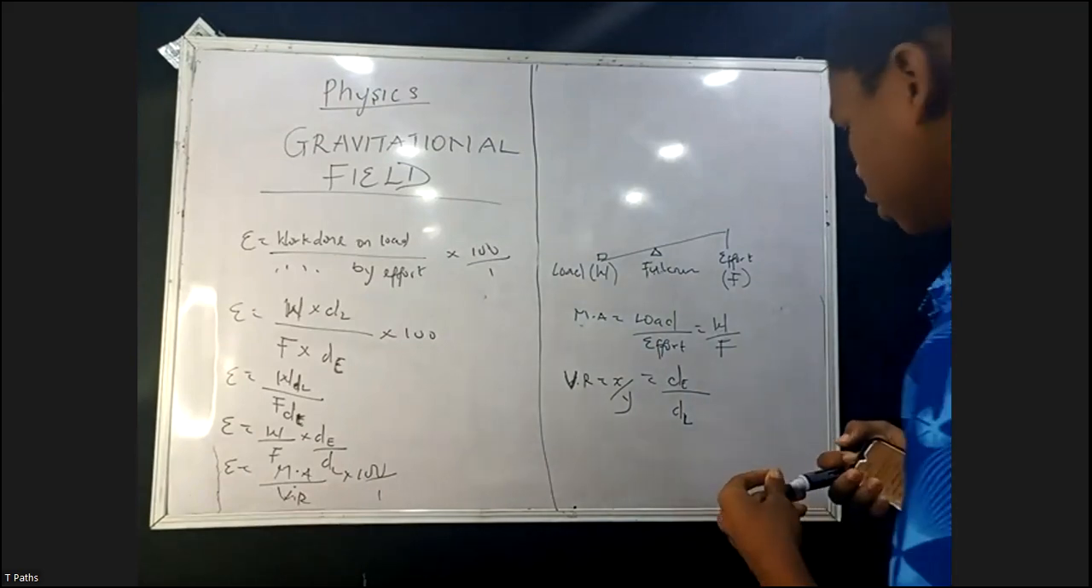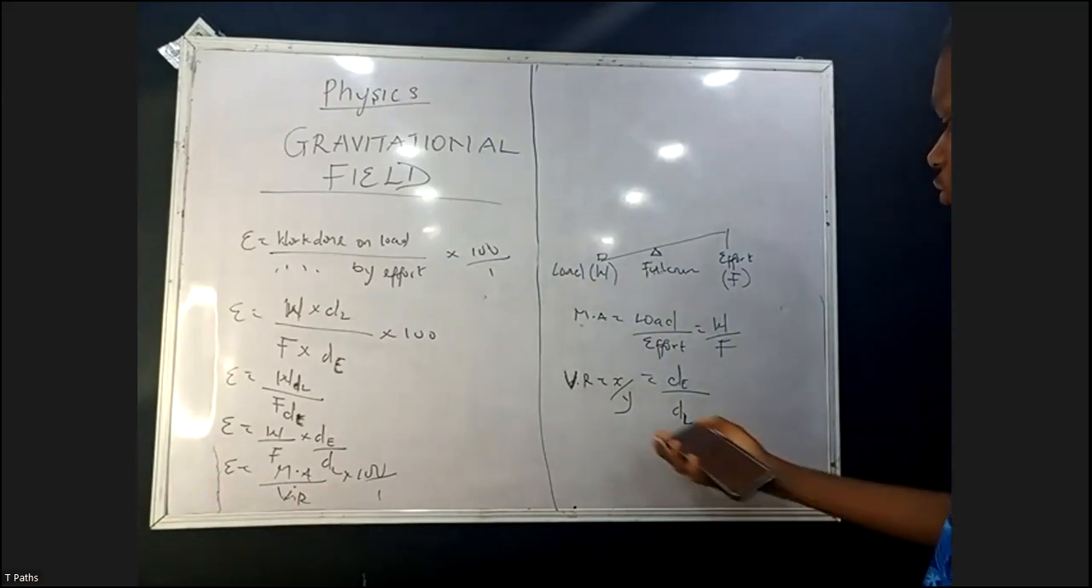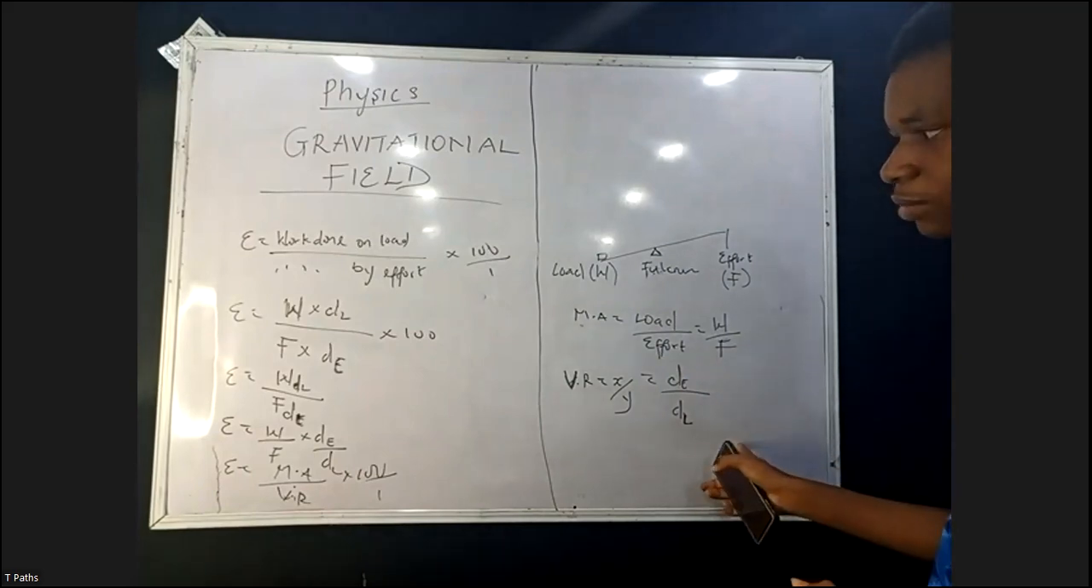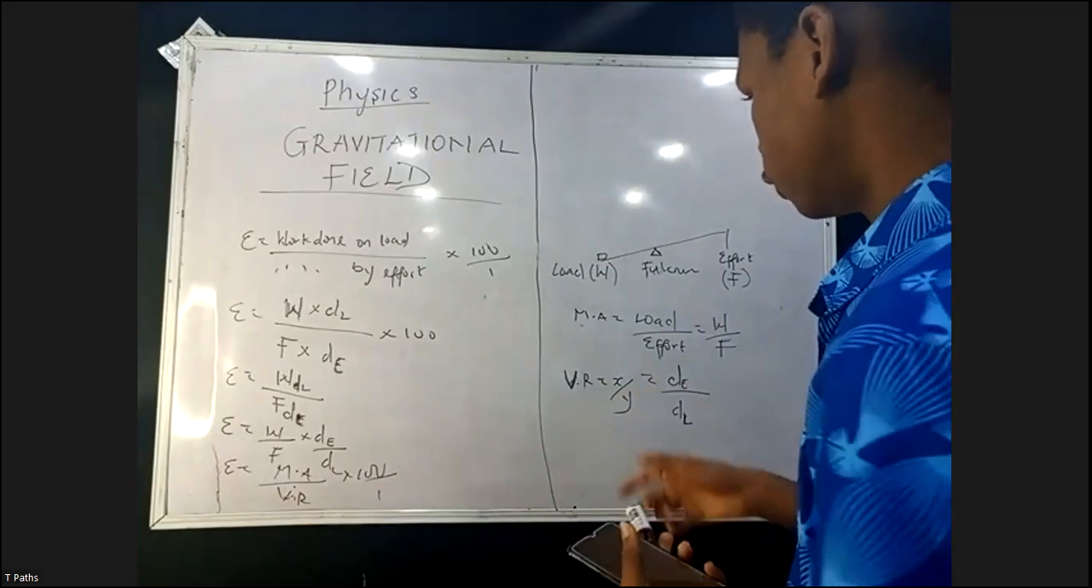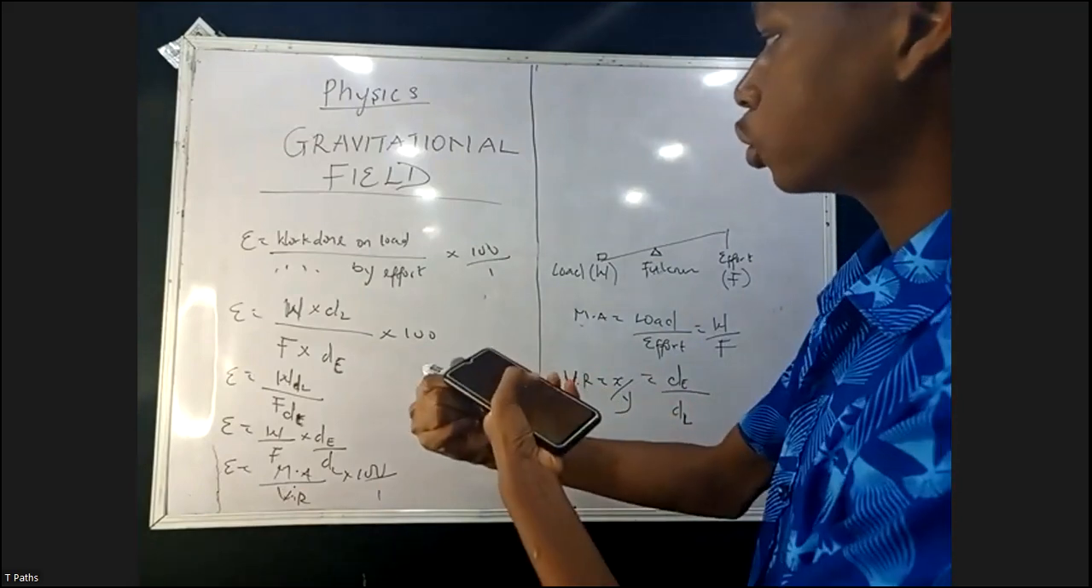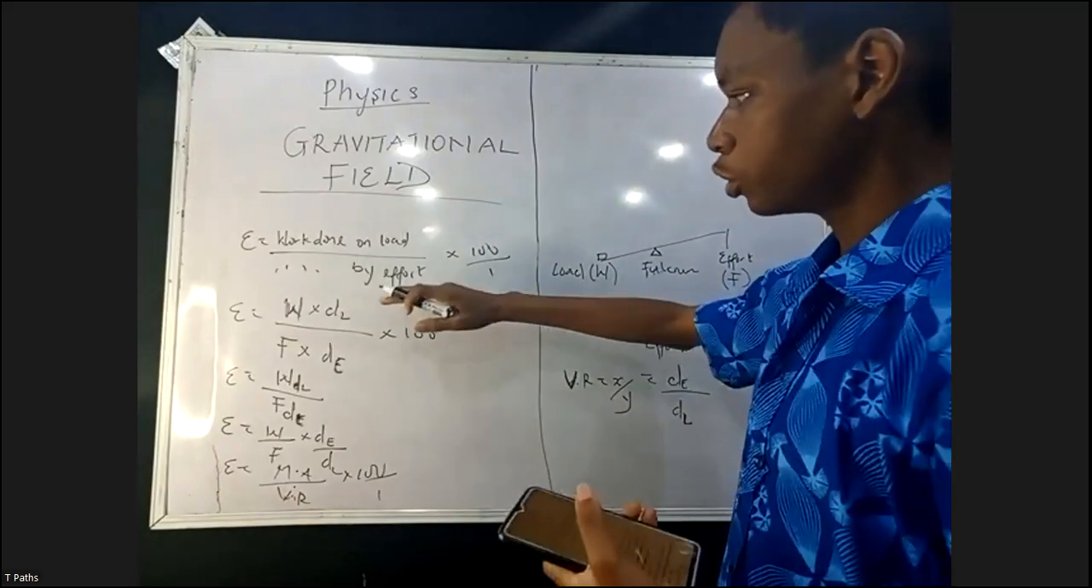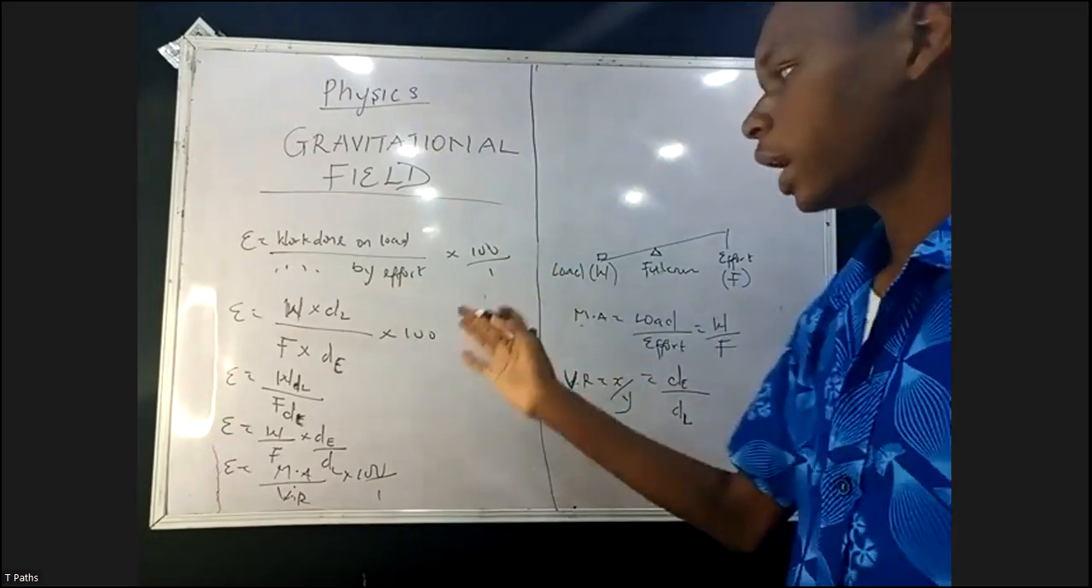Why the mechanical advantage is load over effort. The velocity ratio is distance moved by effort over distance moved by load. Why your efficiency is mechanical advantage over velocity ratio times 100, or work done on load divided by work done by effort times 100 over 1. I guess we are clear here.